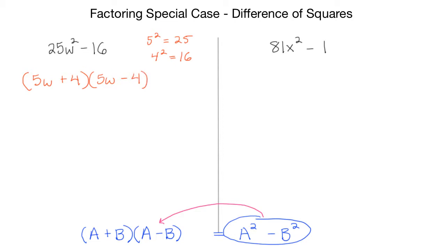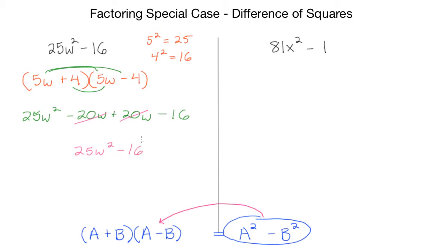Now let's check this out, just in case you don't believe me. Let's multiply it together and see if it works out. So 5w times 5w, 5 times 5 is 25, w times w is w squared, minus 4 times 5w, which is minus 20w, plus 4 times 5w, so there's plus 20w. There are my middle terms that are going to cancel out, and 4 times negative 4 is going to be minus 16. What happens when I simplify things out? I'm left with 25w squared minus 16. So it checks out.